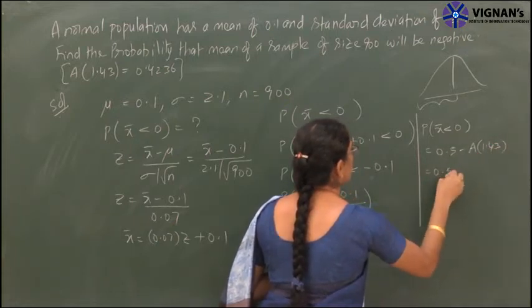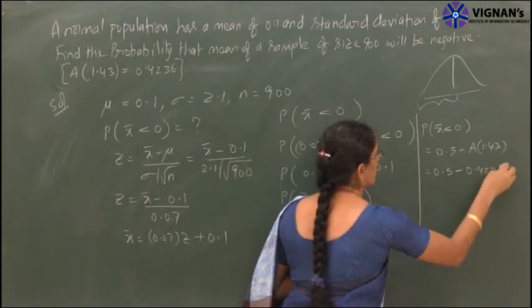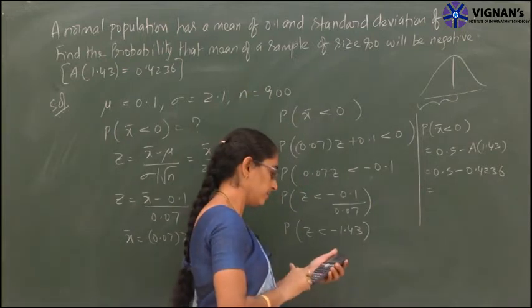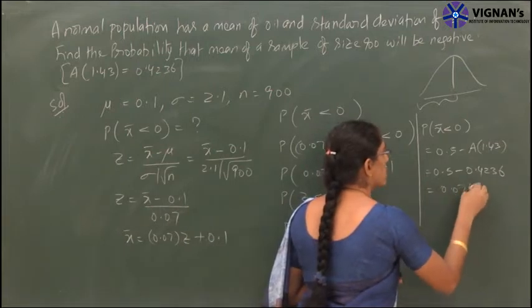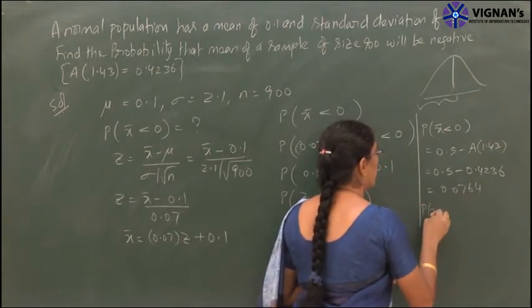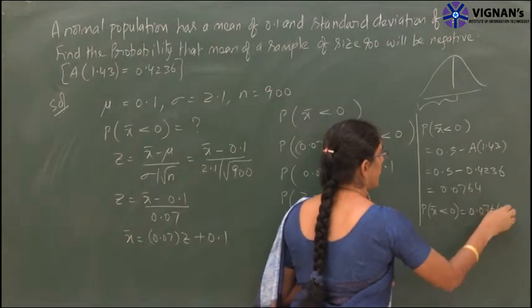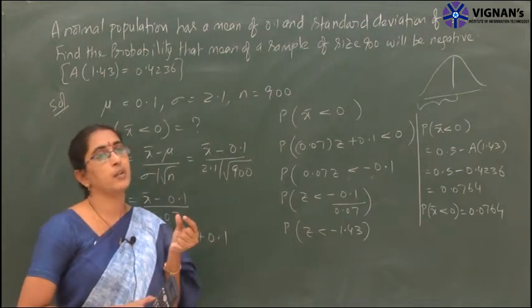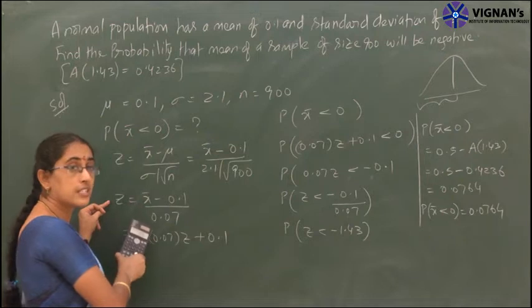So that means 0.5 minus 0.4236. So this is here 0.0764. So that means probability of x bar less than 0 is 0.0764 here. Okay.